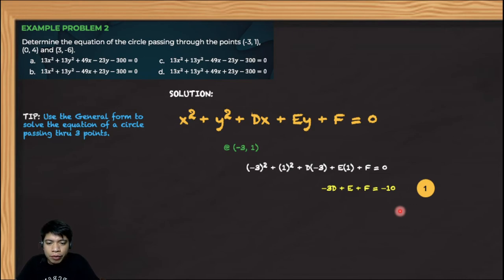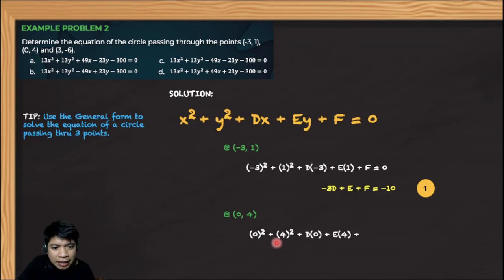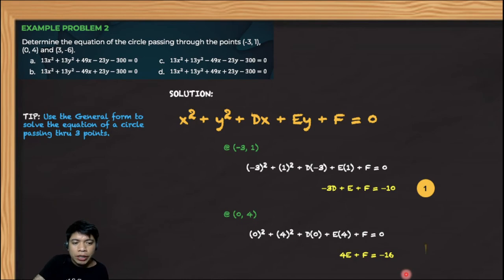Okay? Then, for our second equation, gagamitin natin yung second na point, which is 0, 4. Nandito sa problem, guys, no? 0, 4. Ayun. So, substitute lang din, guys, katulad ng ginawa natin sa una. Okay, so take note guys, yung x natin dito is 0. So pag minultiply natin yung 0 sa d, makakancel nga yung d, so mawawala na siya sa equation. So ang ating maging equation dito is 4e plus f equals to negative 16. So this will be our second equation.